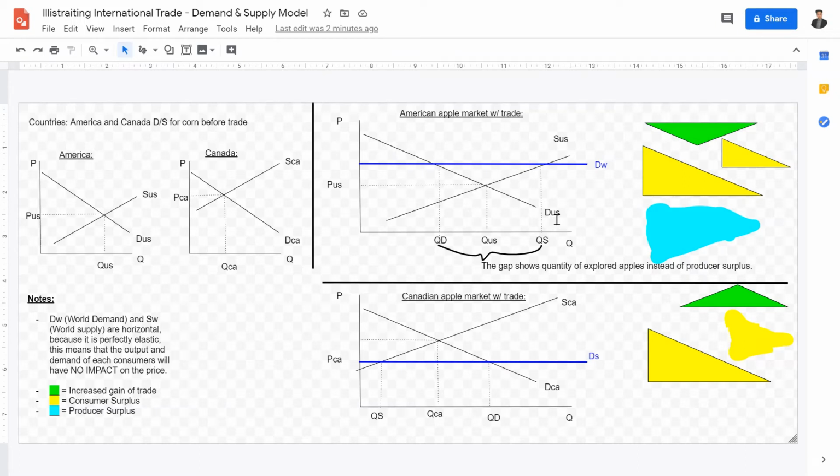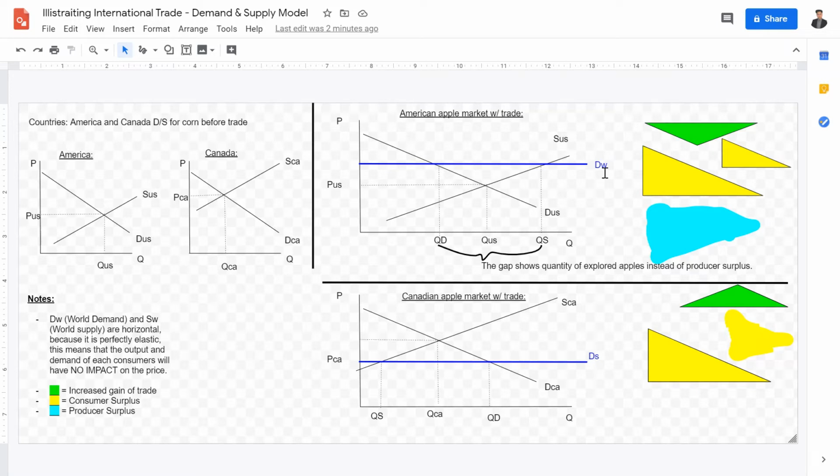Without looking at the D_W curve, the world demand curve, let's look at the original curves. We have D_US, the United States domestic demand. We also have S_US, the supply in the United States. So we can see Q_US, the free market equilibrium without the interference of international trade. Then when we introduce international trade into it, we will have D_W, the world demand.